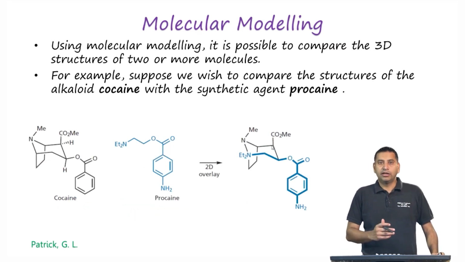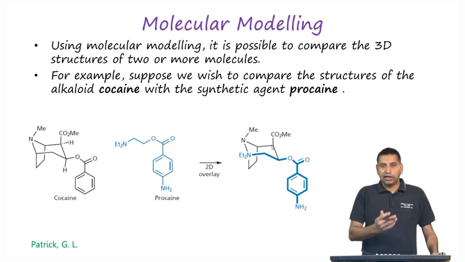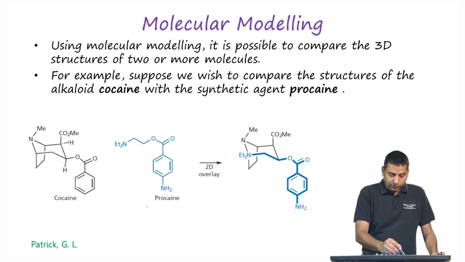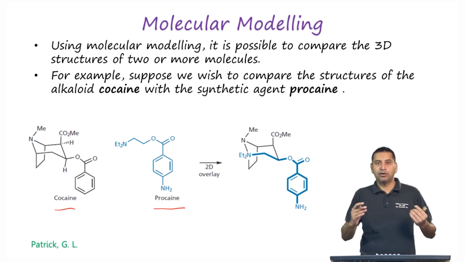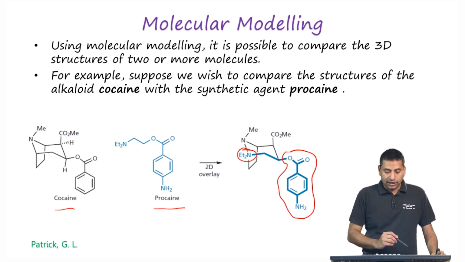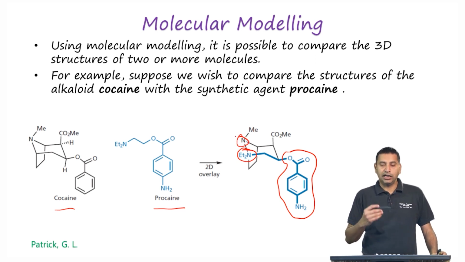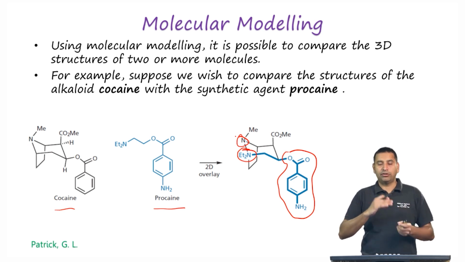So, molecular modeling makes it possible to compare the 3D structures of two or more molecules. The example that we looked at in class, which I will repeat here, is that of cocaine and procaine. This is the structure of procaine and this is the structure of cocaine, and if we just do a 3D mapping of the two structures, you can overlap the ester and the amine part, and that suggests that the NMe is actually quite far away from the NEt2. That means that there is very minimal overlap between the two nitrogens.